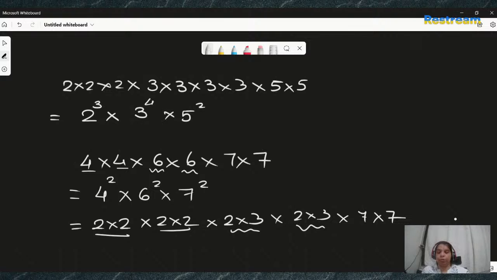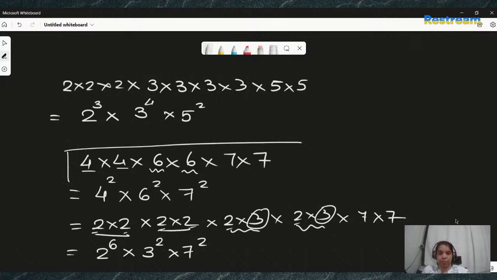So we count how many 2's there are: 1, 2, 3, 4, 5 and 6. So we write 2 raised to 6, multiplied by how many 3's do we have? 1 and 2. So 3 raised to 2, multiplied by 7 raised to 2. So this same number is now represented in this form.